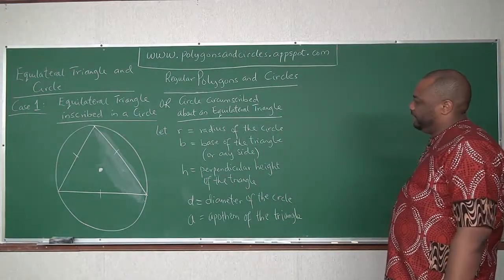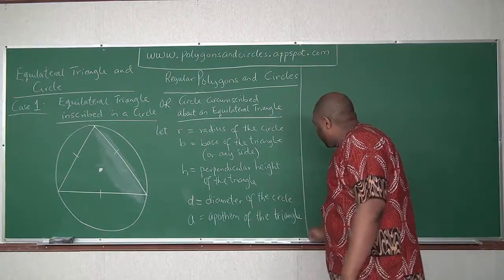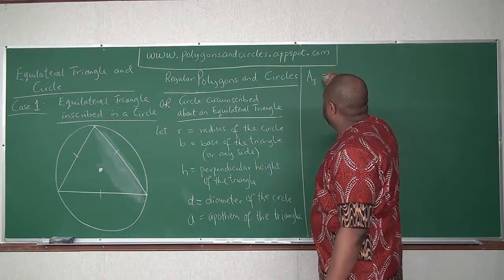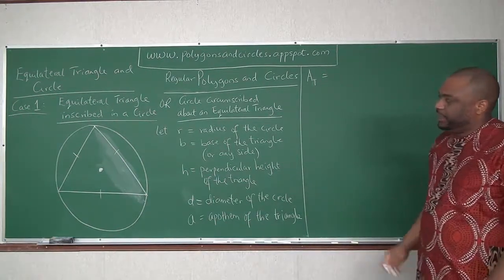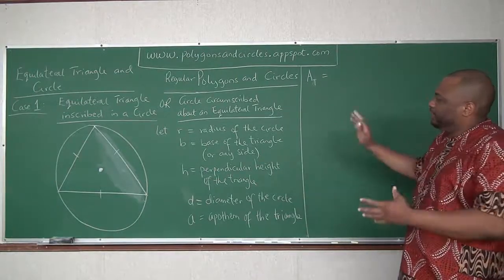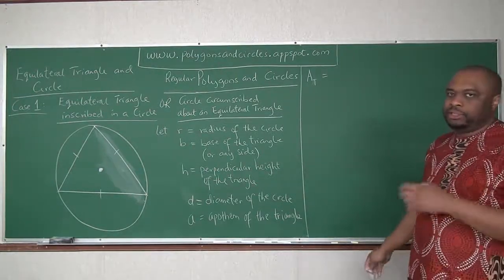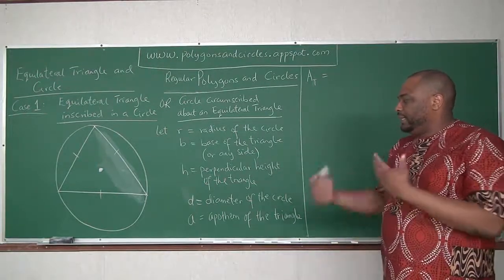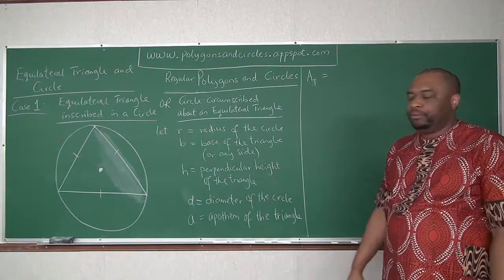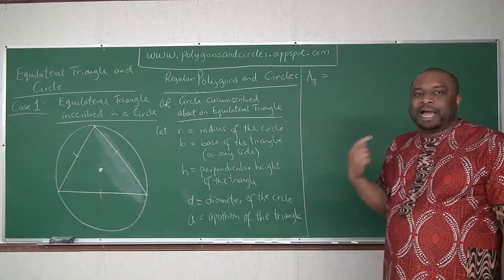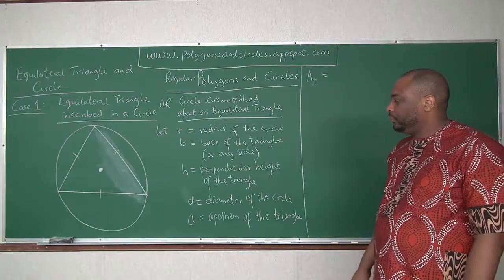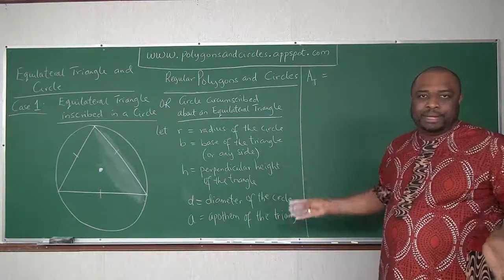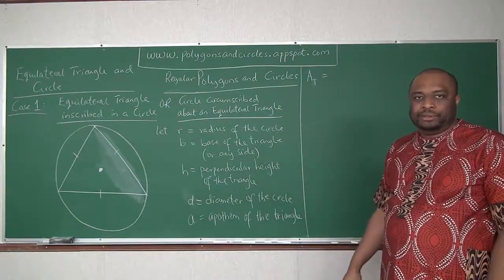If we see A subscript T. Please, I want you to get used to this, because anywhere you see R, you just know I'm referring to the radius of the circle. Okay? If you see me write D, I mean the diameter of the circle. If you see me write A, that means the apothem of the triangle. These are the letters I'm going to use.